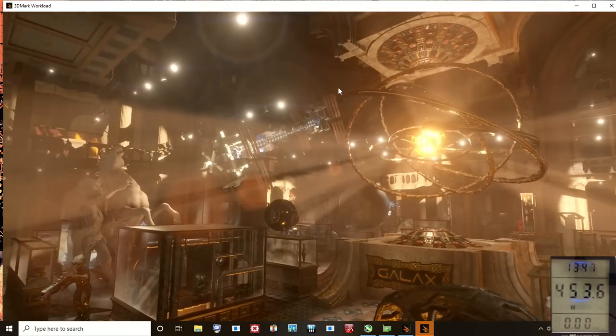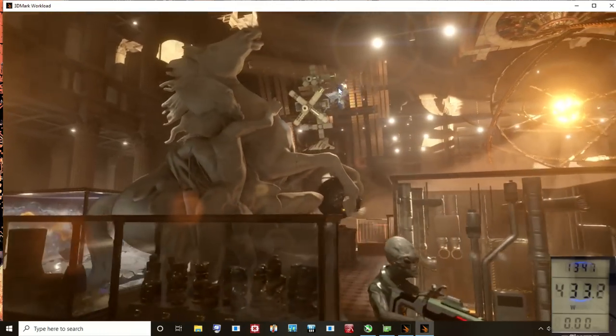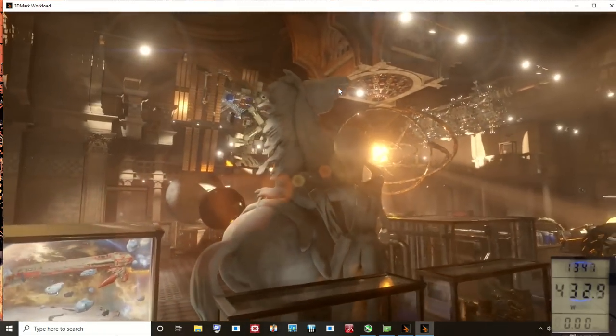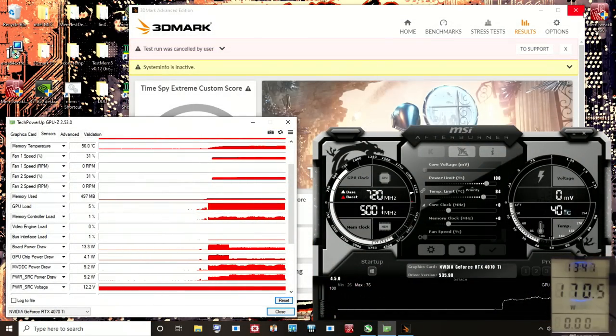450 occasionally. The thing is, graphics test 2 actually does load cycle quite significantly. There are some parts that pull quite a bit more power than other parts. But anyway, so, that's just TimeSpy.